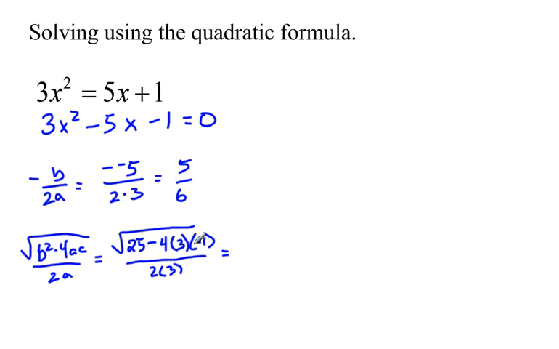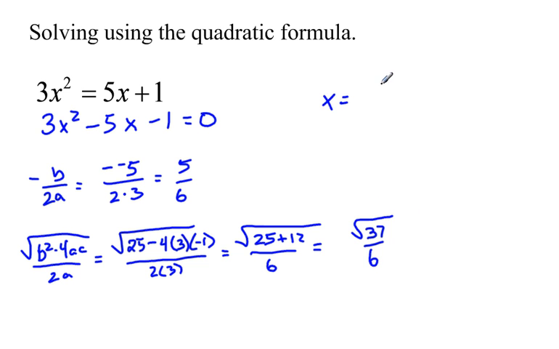Here I need to be really careful with the signs. Notice I have a negative times a negative. So that's going to be the square root of 25 plus 12 all over 6. And that's going to give us square root of 37 over 6. And there are no perfect squares that go into 37. In fact, 37 is prime. So our final answer is that x equals 5 over 6 plus or minus the square root of 37 over 6. And we're done.